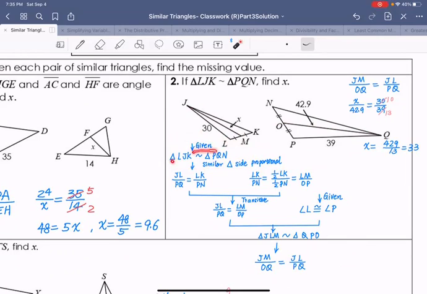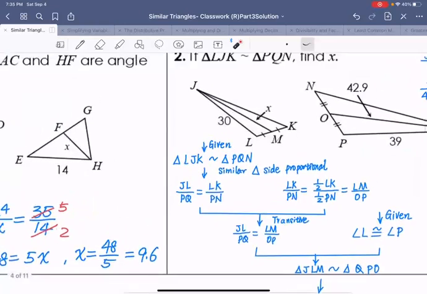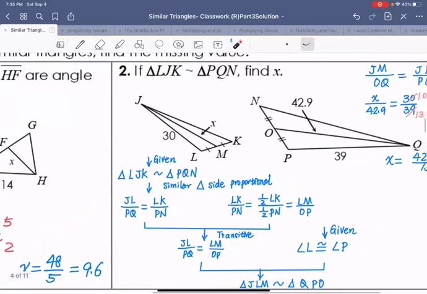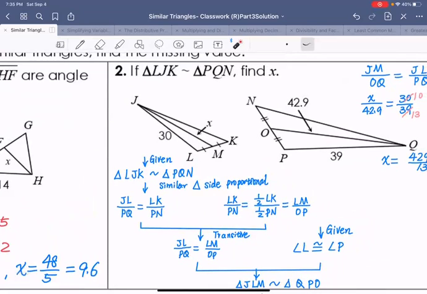Given triangle LJK is similar to triangle PQN. Okay. Similar triangle sides proportional. Okay, so go ahead. JL over PQ equals LK over PN. Do you agree? Yeah. Okay. Now, let's see here. LK. Yeah, go ahead, read this proportion.